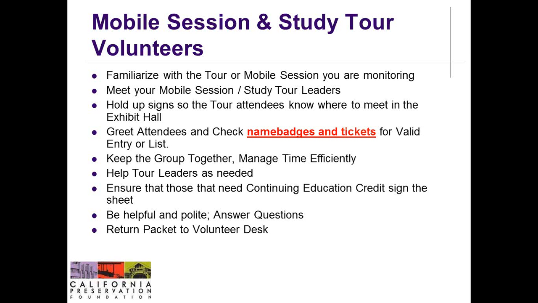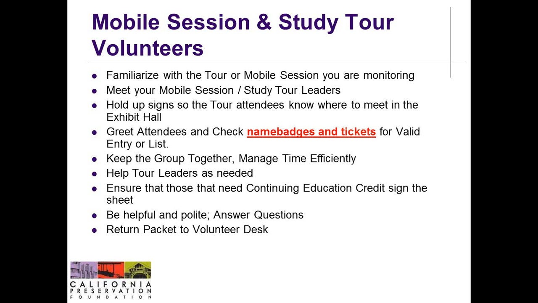When you arrive and you pick up your packet, you want to go meet your mobile session leader out at the bus. And again, hold up the sign so the tour attendees know where to meet. Greet attendees and check their name badges and their tickets for valid entry. If someone comes and they don't have a name badge or a ticket, you check the registration list that will be in the packet.